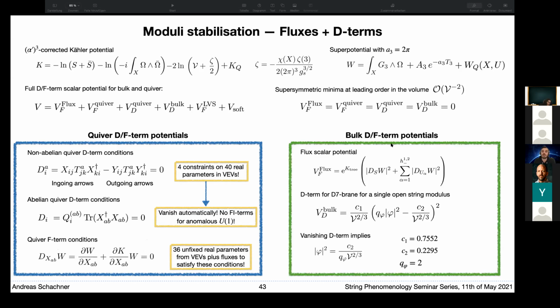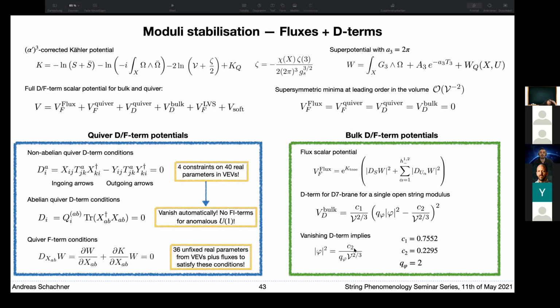Of course, on the bulk side, we have a flux scalar potential that stabilizes the axio-dilaton and the complex structure moduli by solving the F-term conditions. While for the D7 brane, we have a D-term contribution for the open string moduli, which is of this form, and which can be set to 0 by stabilizing the open string modulus in this particular way.